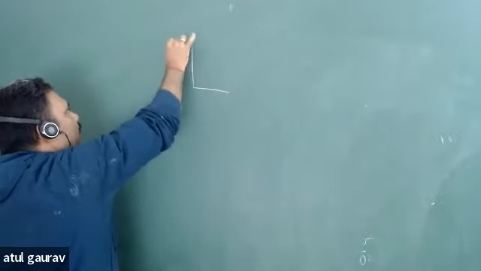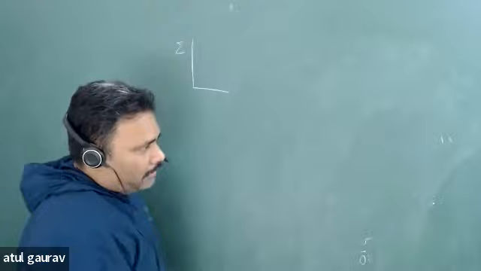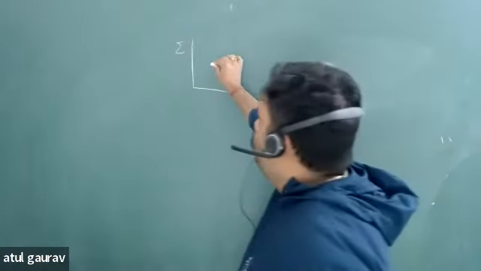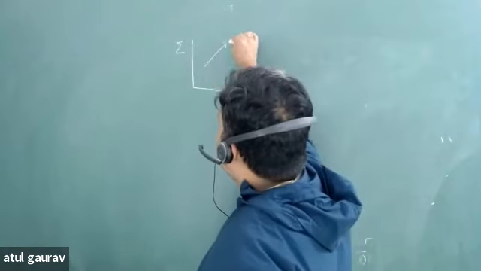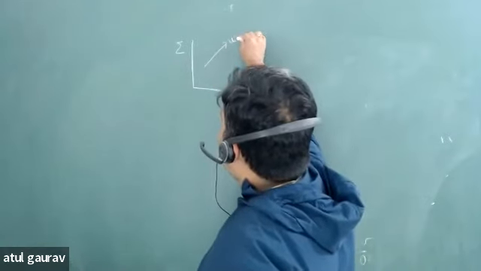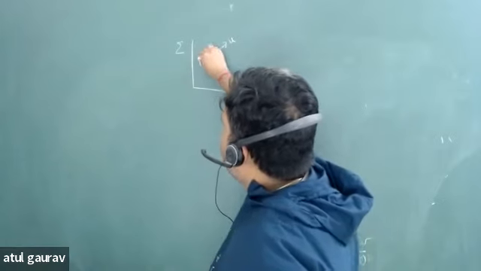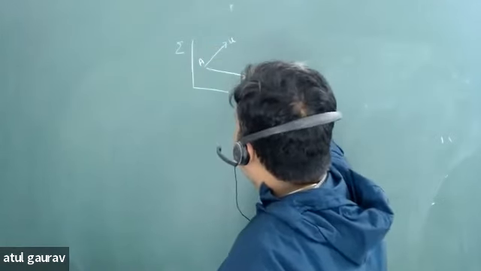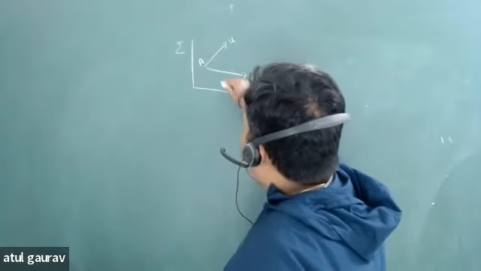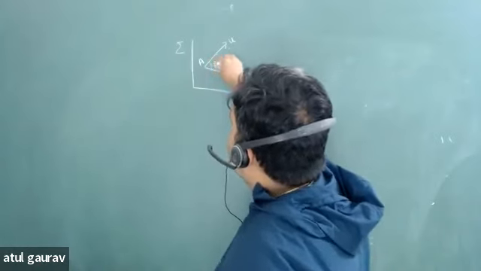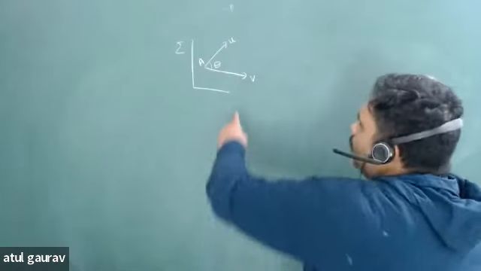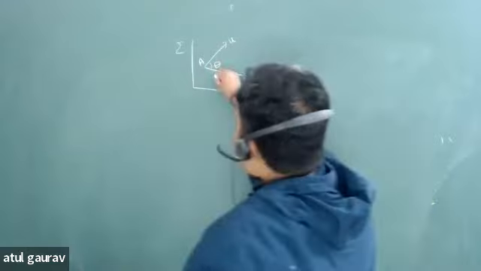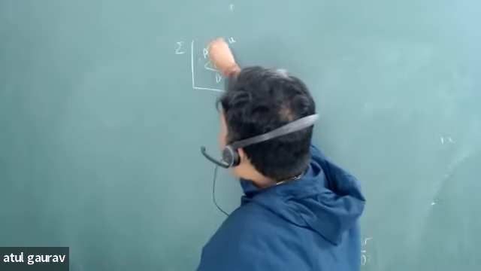Suppose this is my sigma. And we have two particles. One particle is moving with velocity u, and let's say this particle is A, and another particle is moving with velocity v, and the angle between these two is theta. And velocity of A with respect to sigma, and this is your B particle. So this is your B, this is your A.